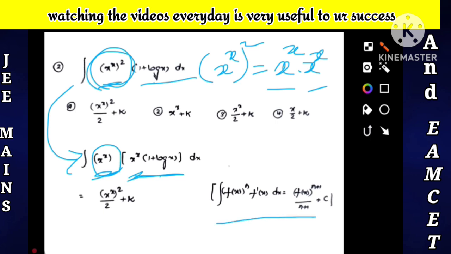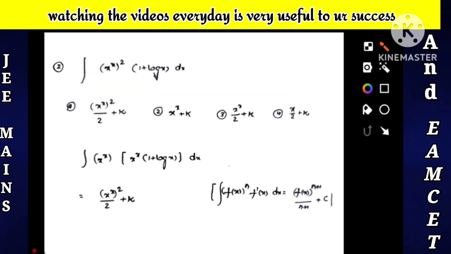See here, this is in the form of the integral of (f of x) whole power n into f dash of x dx. See here, x power x is one function. Now what is the derivative of x power x? The derivative of x power x is equal to x power x into (1 plus log x). This is the derivative of this function. So clearly this is in the form of f of x into f dash of x. Here f of x is equal to x power x. What is the x power x derivative? x power x into (1 plus log x).